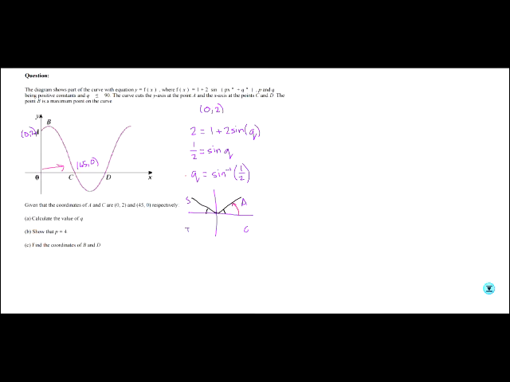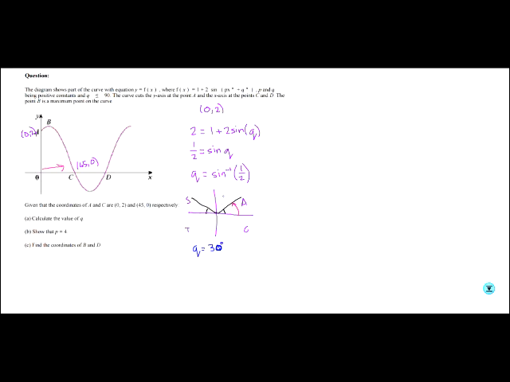They haven't given us a range to solve within, but you just have to think about the graph. So the inverse sine of a half is 30 degrees. Okay, so there's part A.